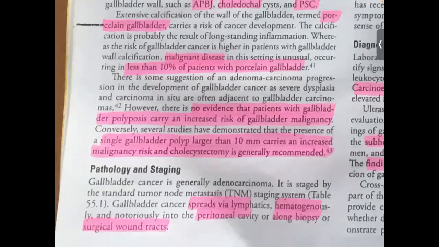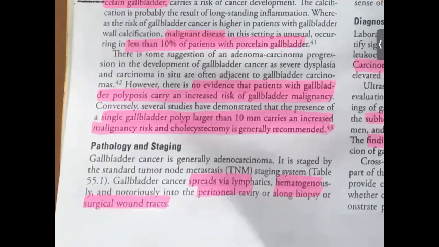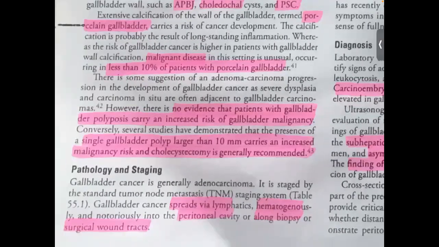This is the repeated point again from the polyps topic. If it is more than 1 centimeter, we have to do cholecystectomy. Next, staging. It spreads via lymphatics, and through surgical wound tracks and biopsy tracks it will spread.